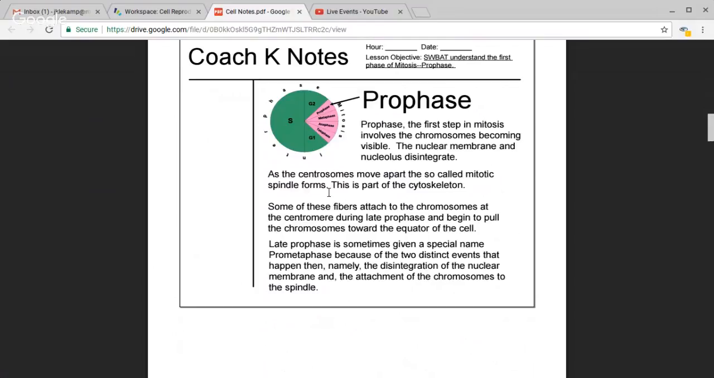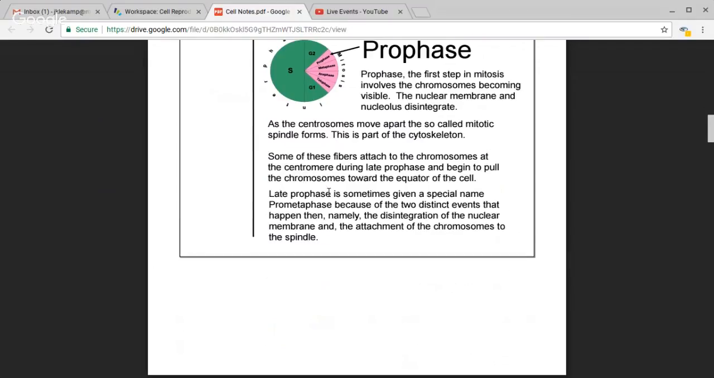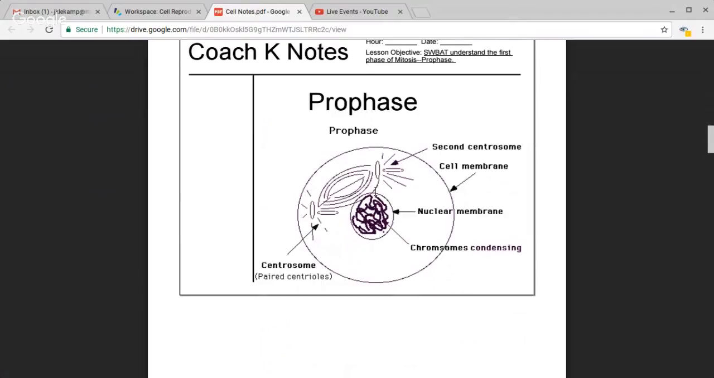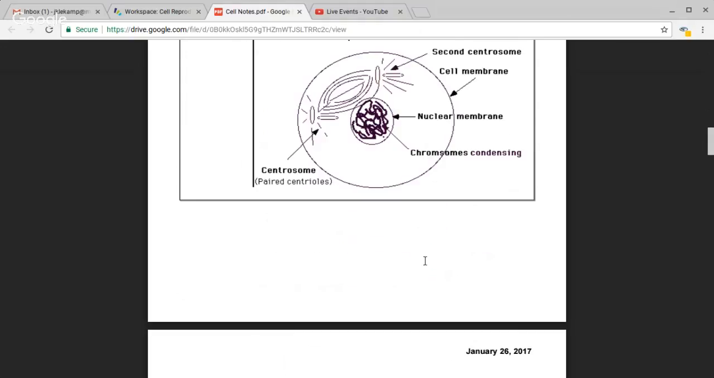and into what we call pro-metaphase, there are 2 events that happen. You see the nuclear membrane totally gone, it disintegrates, and the attachment of the chromosomes to the spindles. As you can see right here, these would be your centrosomes, or your paired centrioles, starting to move to the opposite ends. The chromosomes are condensing into that sister chromatid look, where they're held together by the centromeres. And then you have your nuclear membrane starting to break down.